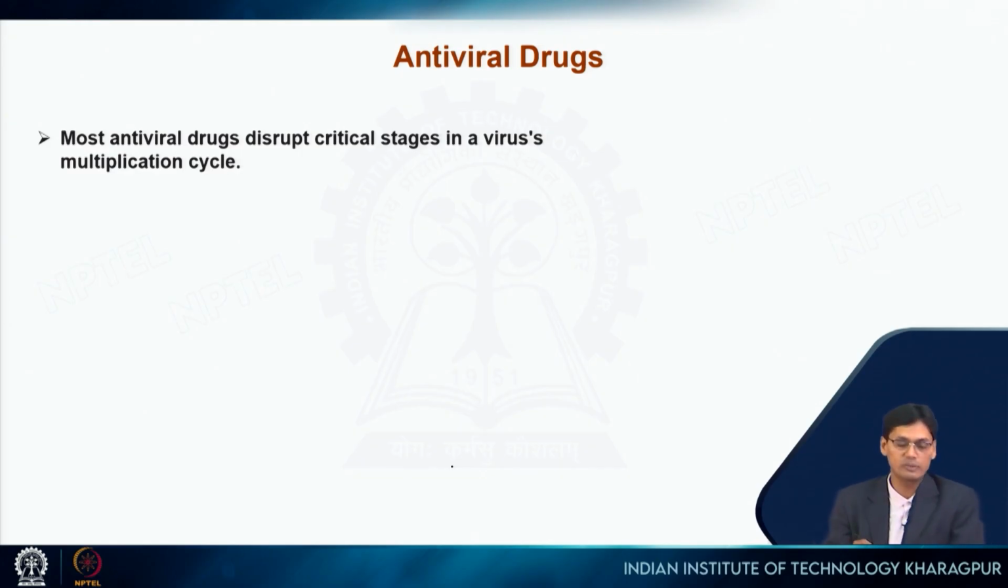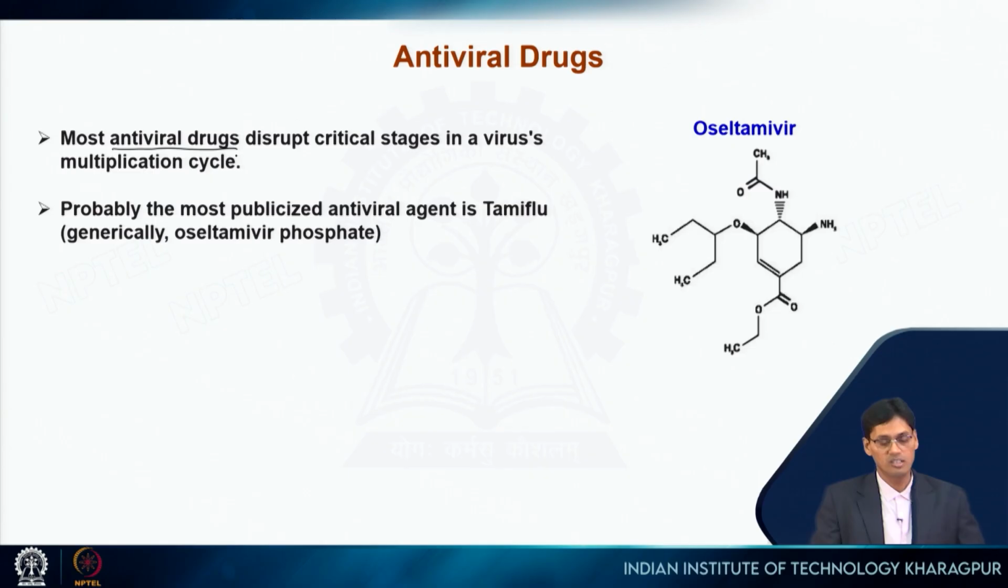So let's see how we can do that. Most antiviral drugs disrupt critical stages in a virus multiplication cycle, and probably the most publicized antiviral agent is Tamiflu, and this is the chemical component, the main thing present in Tamiflu. So now what does Tamiflu do, right?